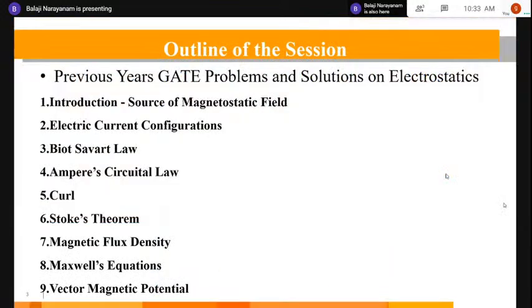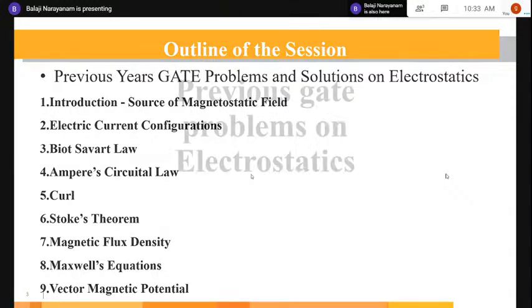So the outline of this session is, first of all, we will discuss the previous year GATE problems and solutions on electrostatics topics, which we did in the previous two sessions. Then we will follow with sources of magnetostatic field, electric current configuration, Biot-Savart's law, Ampere's circuit law, then curl, Stokes theorem, magnetic flux density. Then we will discuss Maxwell's equation and finally vector magnetic potential. So this is the brief outline of the session that we are going to do.